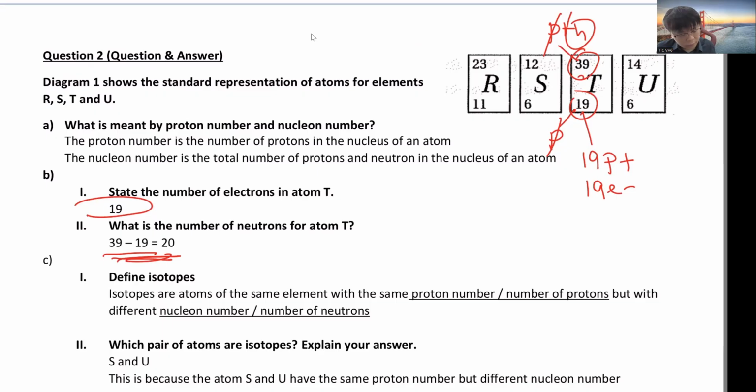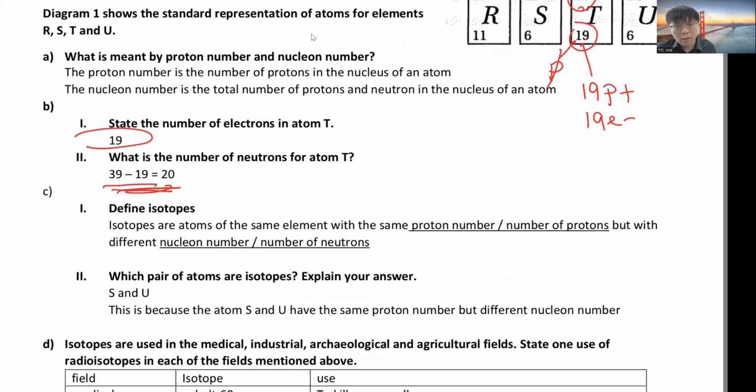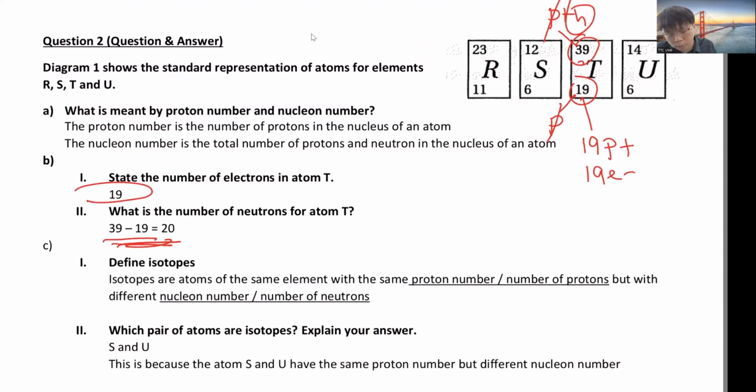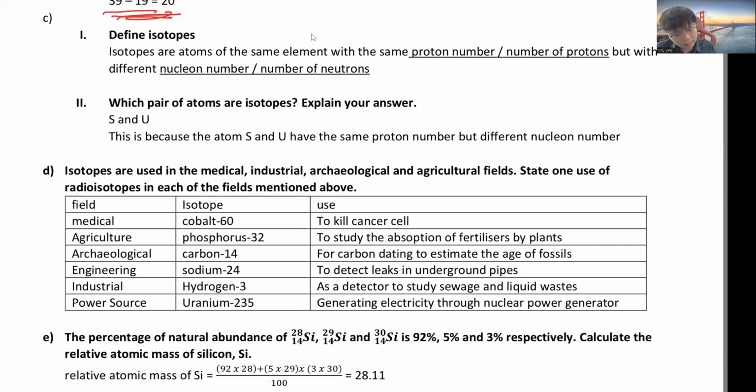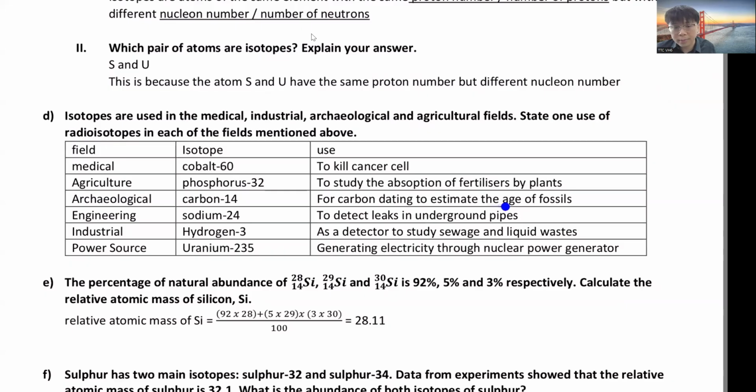Then for the definition of isotope, you can write: isotopes are atoms of the same element with the same proton number, but with different neutron number. Or you can mention same number of protons, but different number of neutrons. So they want you to identify which two pairs are isotopes. Very simple, you just find that they have the same proton number but different neutron number. So you can mention S and U, because atoms S and U have the same number of protons but different number of neutrons. Then these are all the uses you have to memorize.